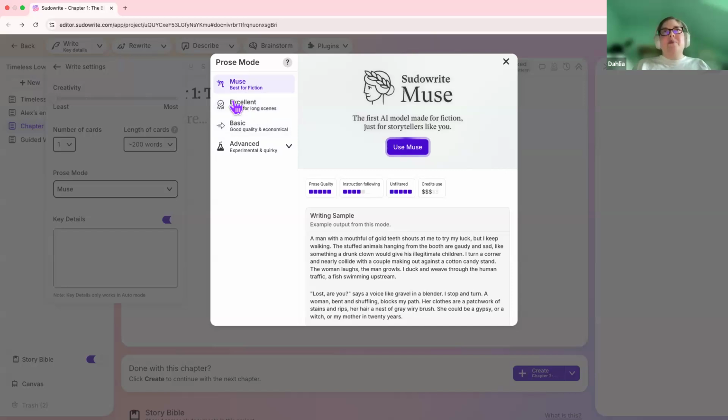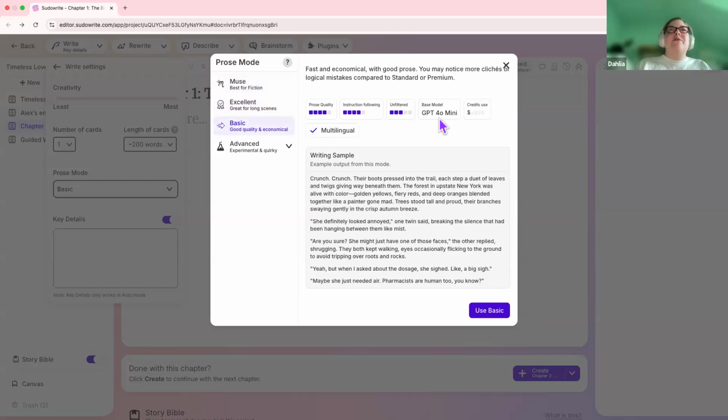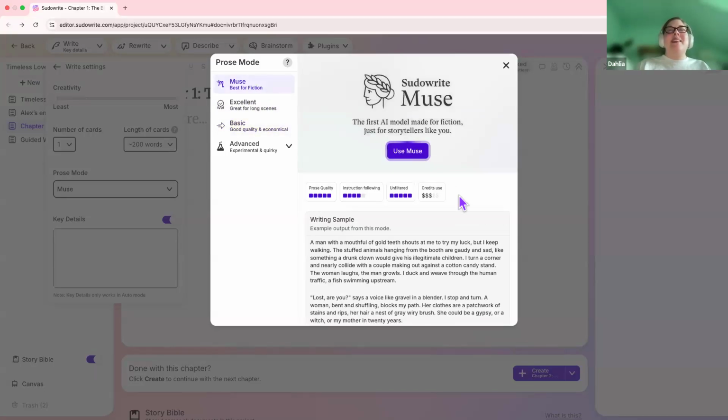Other models here of the standard models are Excellent, which is based on Claude 3.7 Sonnet. And in these other models, you also can see the base model that is used, like here, it's GPT-4o Mini. But since Muse is its own model, it doesn't have the little base model box.